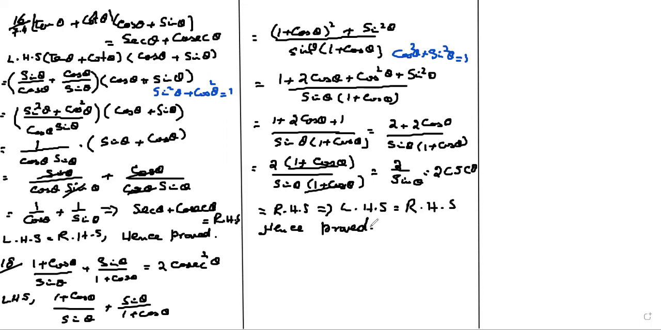Right. This is question number 18. Now comes question number 19. Question number 19 is 1 over 1 minus cosine theta plus 1 over 1 plus cosine theta equals 2 times cosecant square theta.